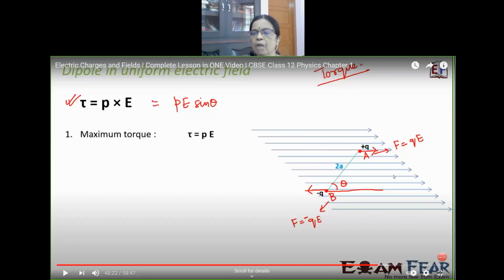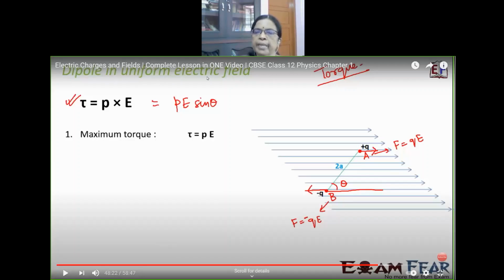And a capacitor that you are going to study has a uniform field. One plate is positive, the other plate is negative, and between them you can see a uniform field. So here, first, what do you have to draw? Dipole in uniform electric field. That is what we are studying.